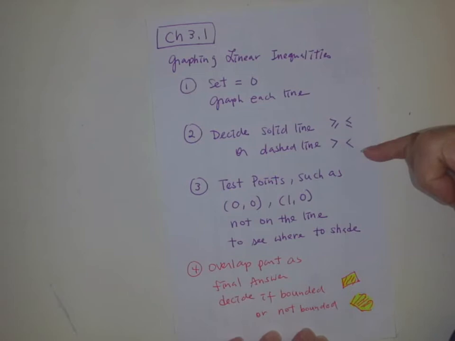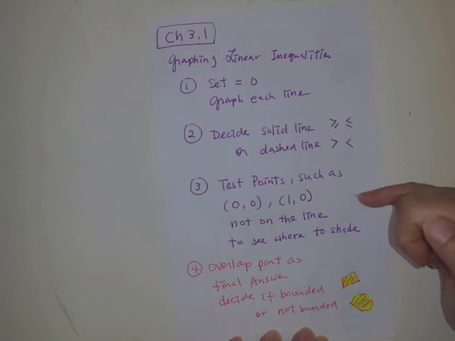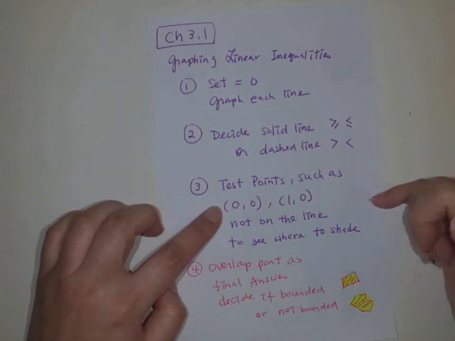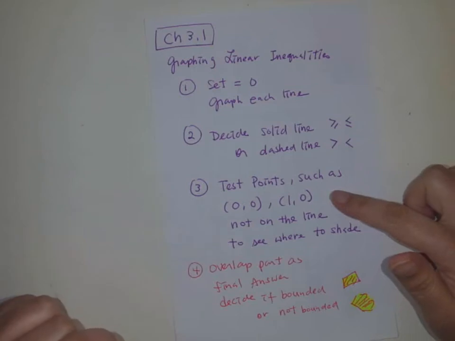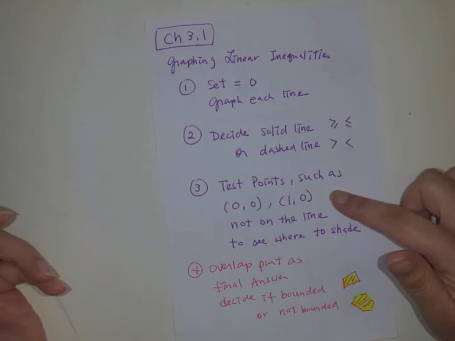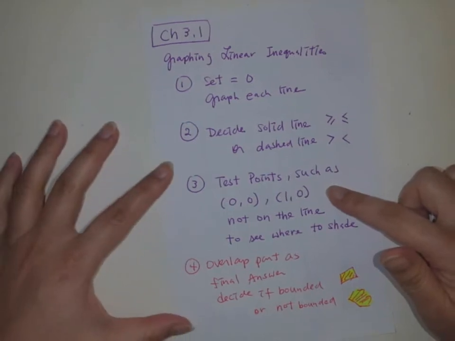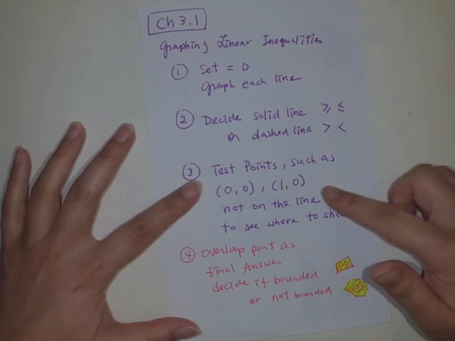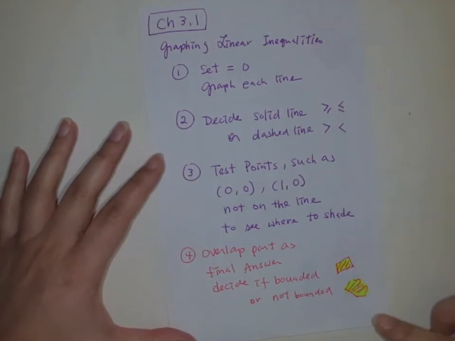After that, we need to decide which part to shade as part of my answer. To do that, most of the time we will test the points. 0, 0 is usually the easiest point to plug in. If 0, 0 is actually on the line, then we will pick another point that is not on the line to test if the statement comes out true or false. If true, it means that point is part of the answer. If false, it means that point is not part of the answer.